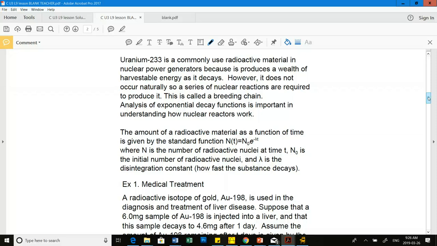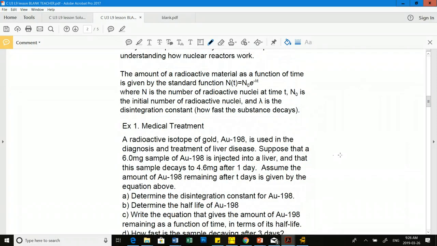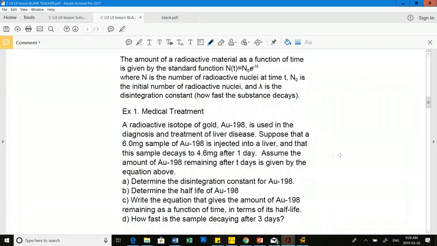Analysis of exponential decay functions is important in understanding how nuclear reactors work. The amount of radioactive material as a function of time is given by the standard function N at t. N is going to be the number of radioactive nuclei at time t. N naught, or N initial, sometimes we call it, is the initial number of radioactive nuclei. And lambda is the disintegration constant, so how fast that particular substance decays.